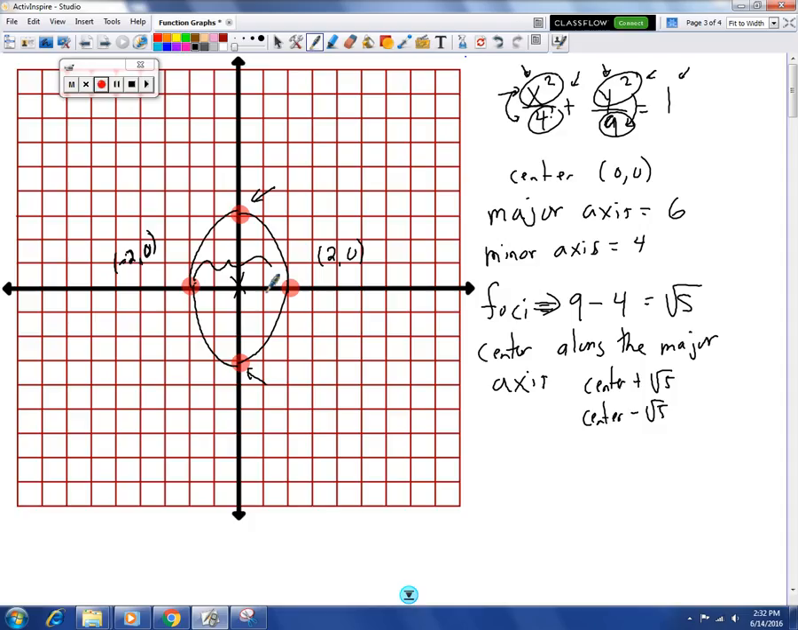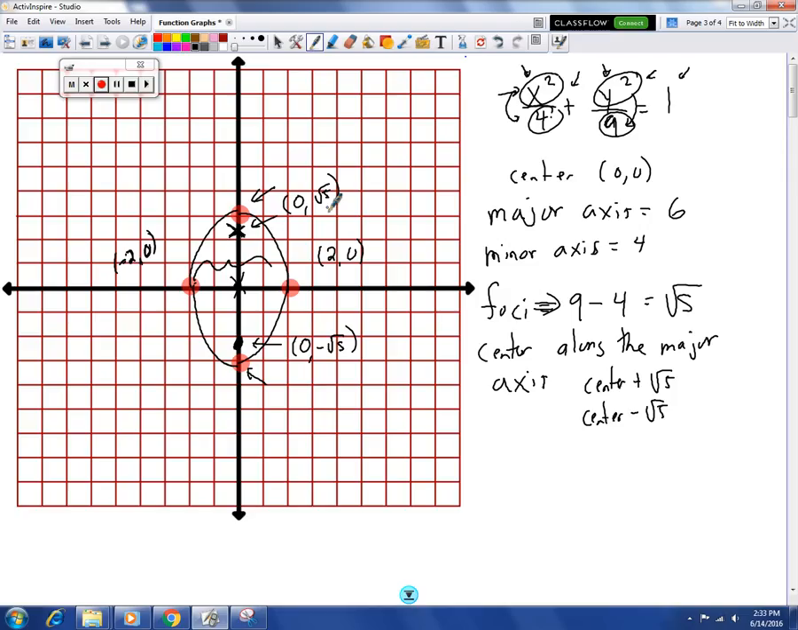Square root of 5 would be a little bit more than 2. Since it's the major axis, the y-axis, my foci would be right about here where that black X is. So I start in the center, go up a little bit more than 2, and from the center, go down a little bit more than 2. The coordinates of the foci at the bottom would be X is 0, Y is negative square root of 5. And up here at this other black X, the coordinates of the foci would be 0 and a positive square root of 5.